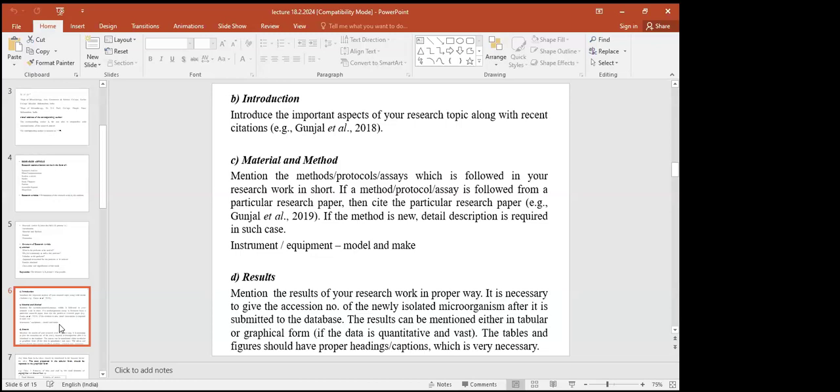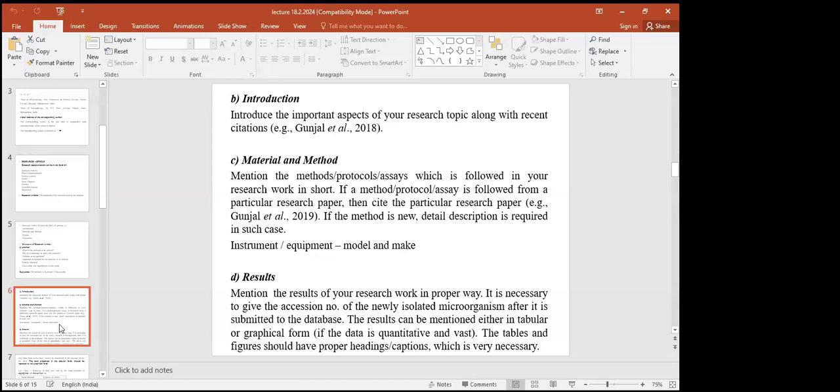Model and make are not required for a weighing balance or pH meter, or for a water bath. Sophisticated instruments means the ones which I mentioned earlier, and they come under that class. For a balance or pH meter it is not required, nor for a water bath, nor for an oven.